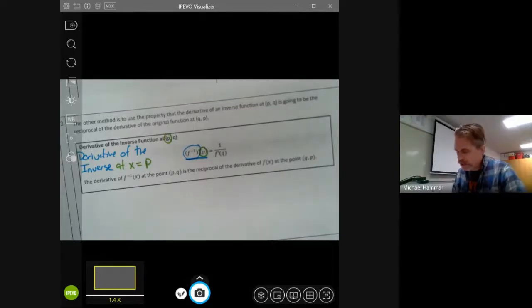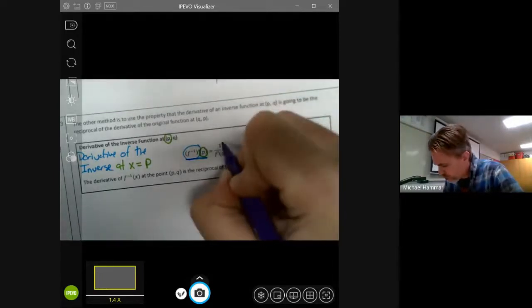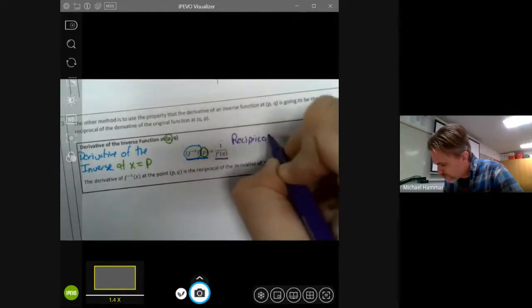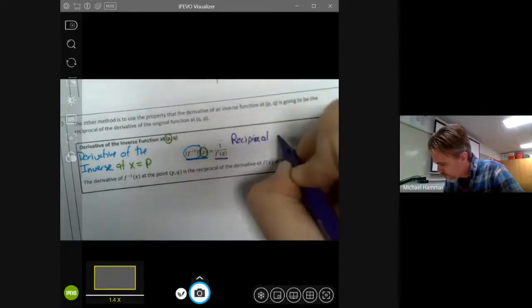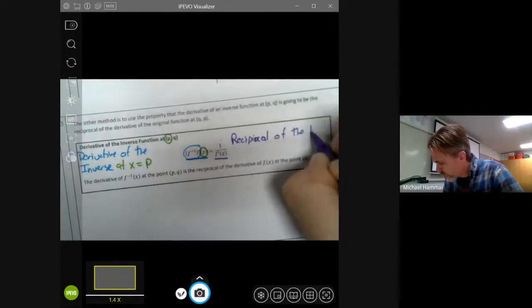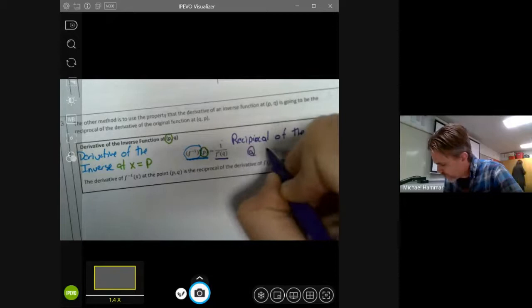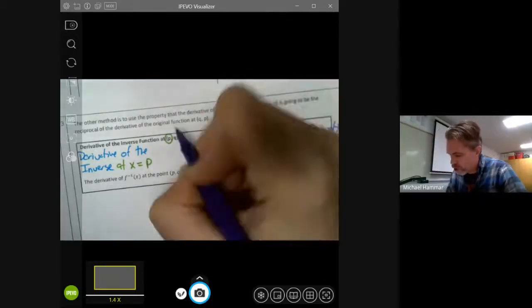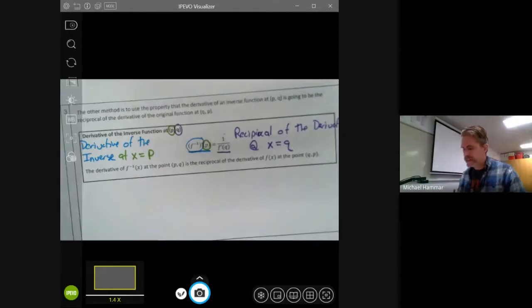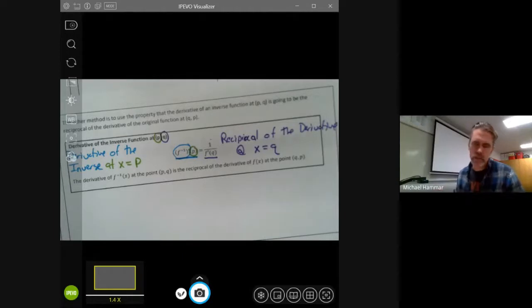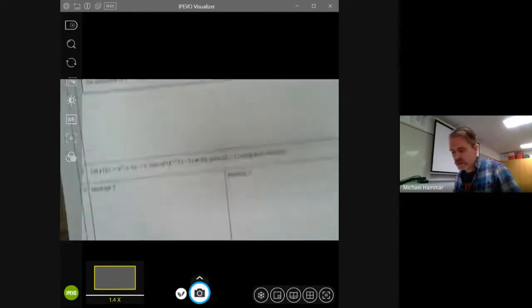Now, on the other side, it's equal to the reciprocal of the derivative at x equals q. And notice that q is the y coordinate of the original point. So remember, there's that connection between the original point and the inverse point. It's literally switching the x's and your y's. So we're going to use these two pieces of information to solve some problems.